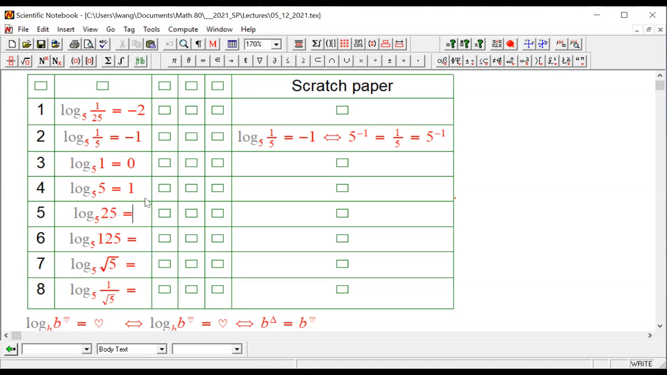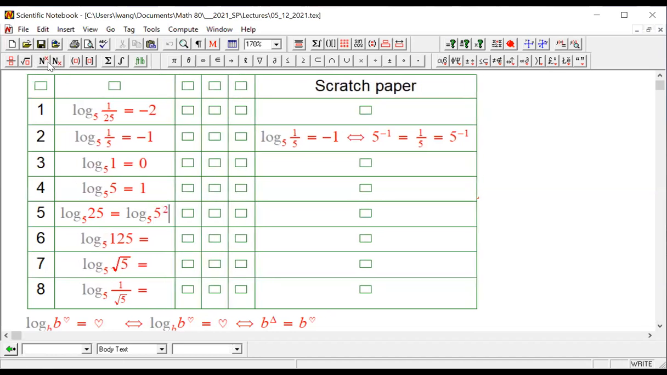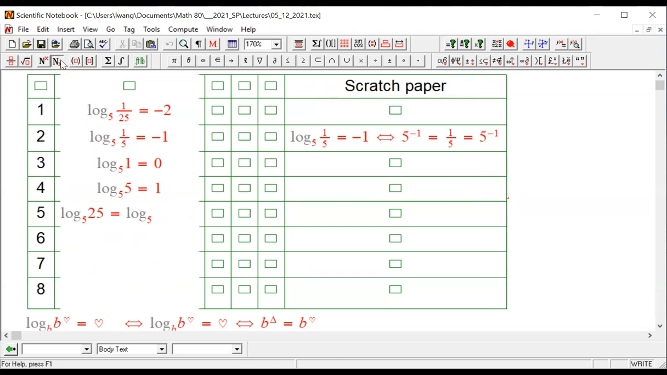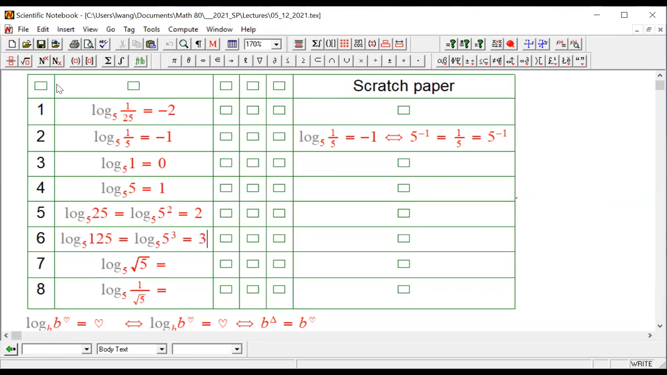How about log base 5 of 25? You can work it out a little bit, right? 25 is 5 squared, right? So what's the answer? 2, perfect, Francisco. Okay, how about log base 5 of 125? You can also work out the detail a little bit, right? 125 is 5 to the power of what? 3. That's right, equals 3.